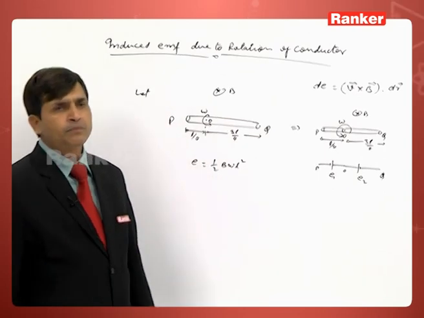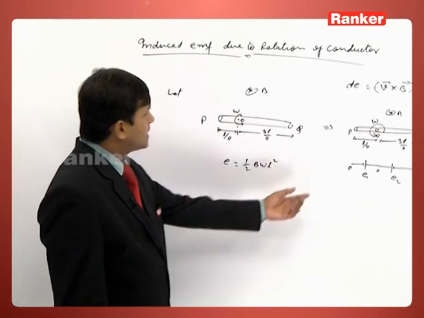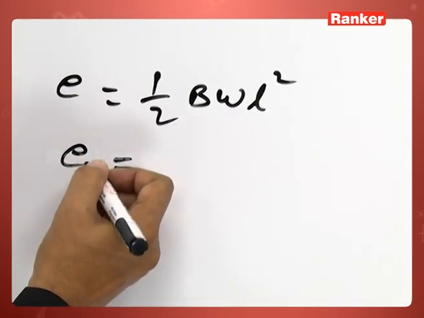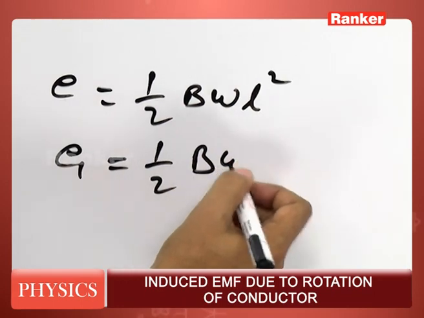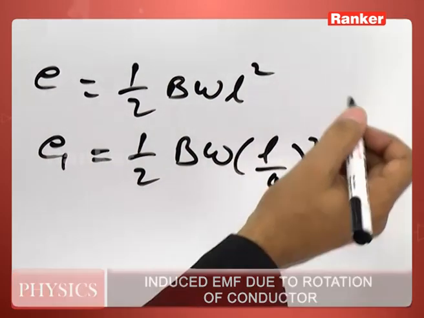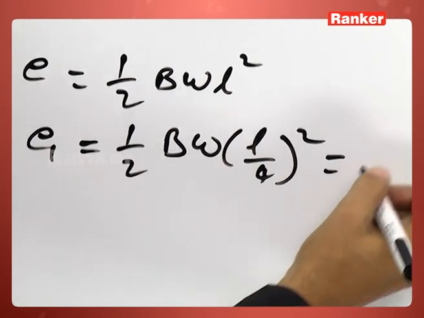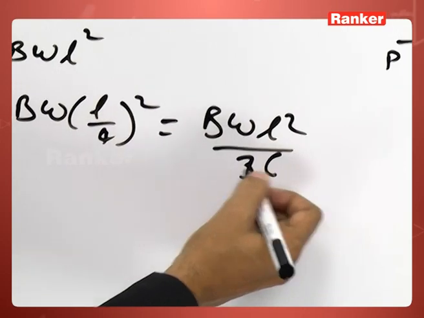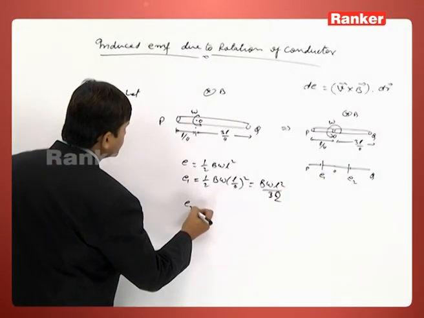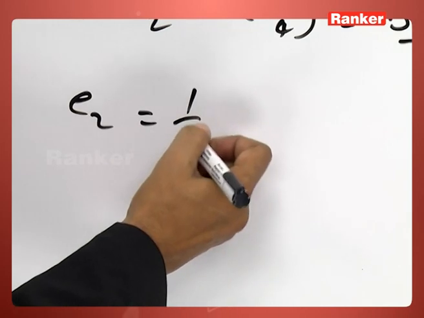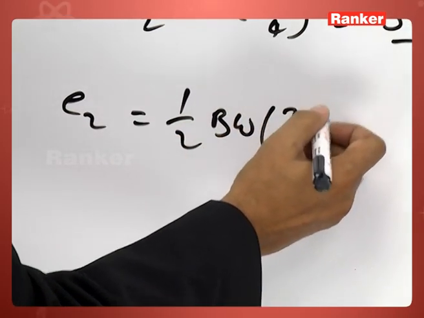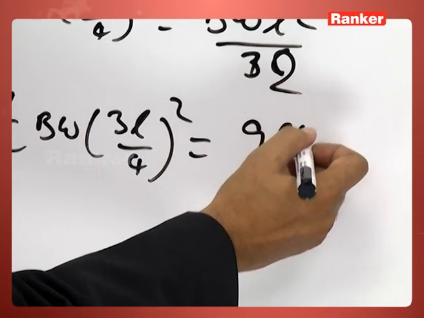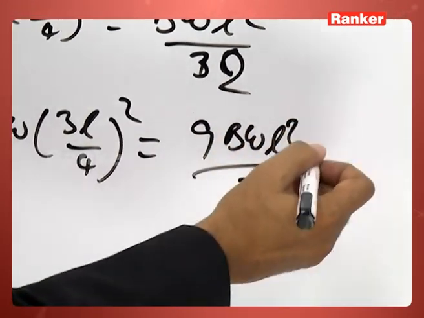L is the length of the respective conductor. Here OP length is L by 4. So E1 is 1 by 2 B omega (L by 4) square, and this becomes B omega L square by 32. And E2, if I am talking about E2, is half B omega (3L by 4) square, so this is 9 B omega L square by 32.